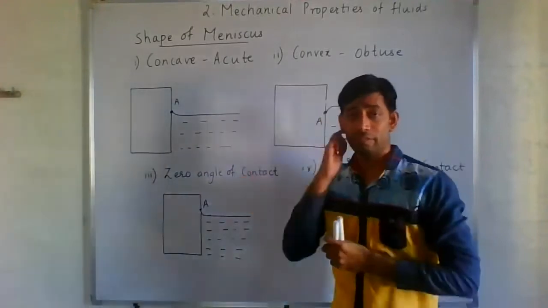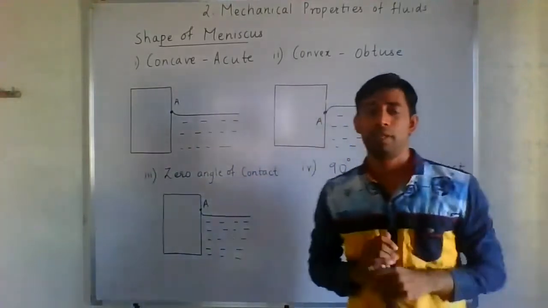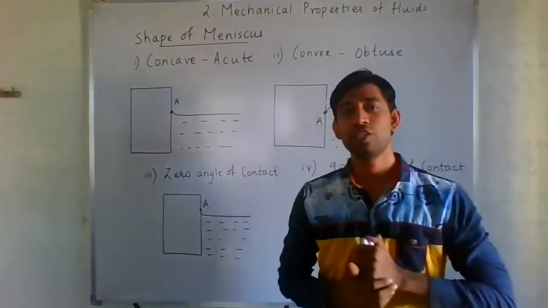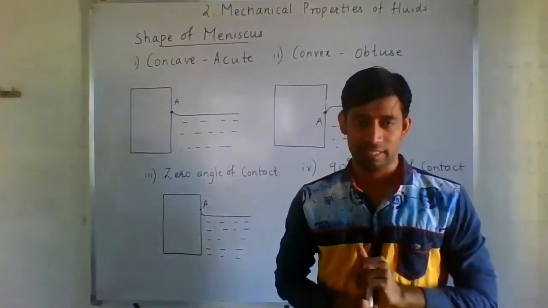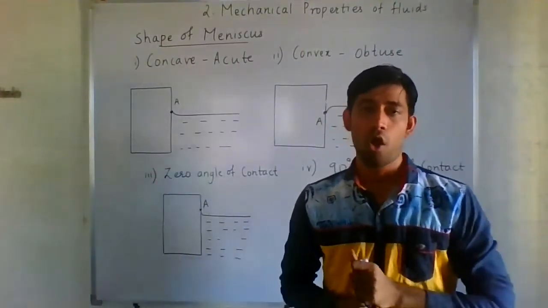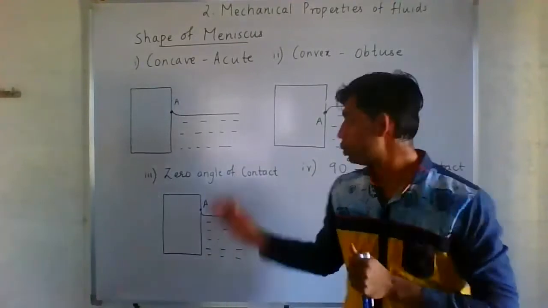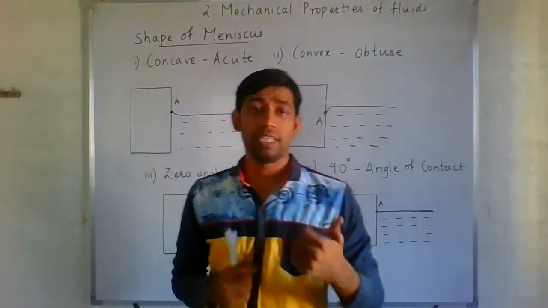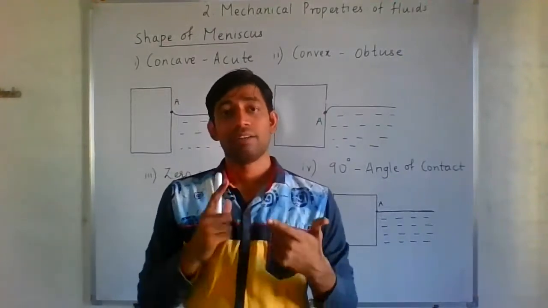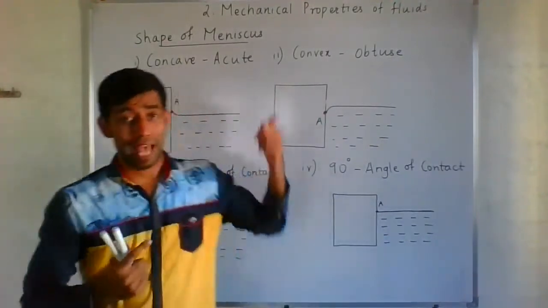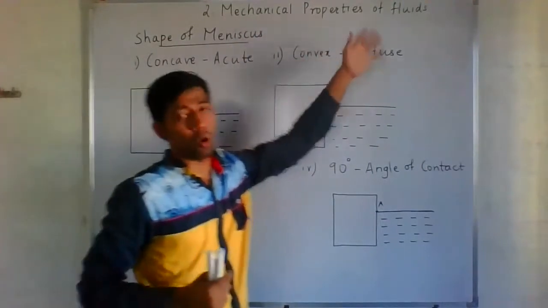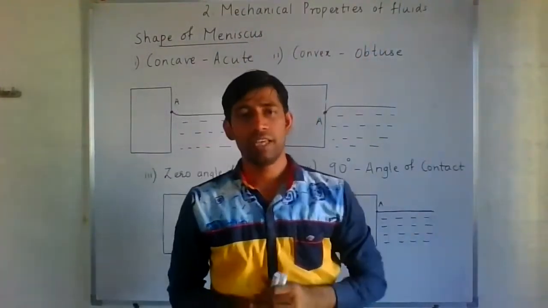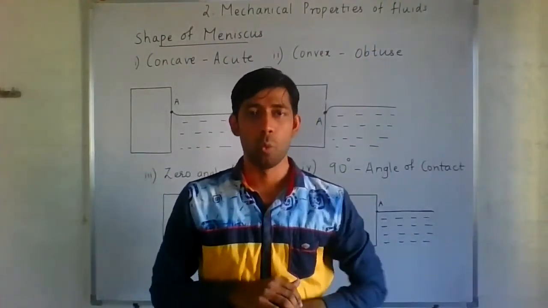So in this topic, we are going to study the concept behind formation of such meniscus, whether it is concave or whether it is convex. Plus two more cases of angle of contact also, whether it will be 0 degree, whether it will be 90 degree, as well as acute, as well as obtuse. So in detail, we are going to study how all these things work.